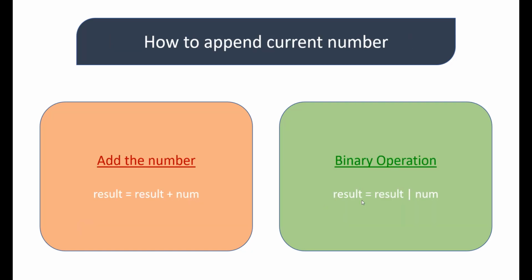The second thing is, how would we append the current number or the current binary string? One way is doing result plus num, and the other way is doing it using a binary operation. In binary operation, OR works similar to adding the number, and so you can do result OR num. So that's all for what needs to be done and why it needs to be done. One more thing that we need to take care of is the mod operation, because otherwise you would get a wrong result. So now let's go ahead and code these two ways and see how it affects our time and space.